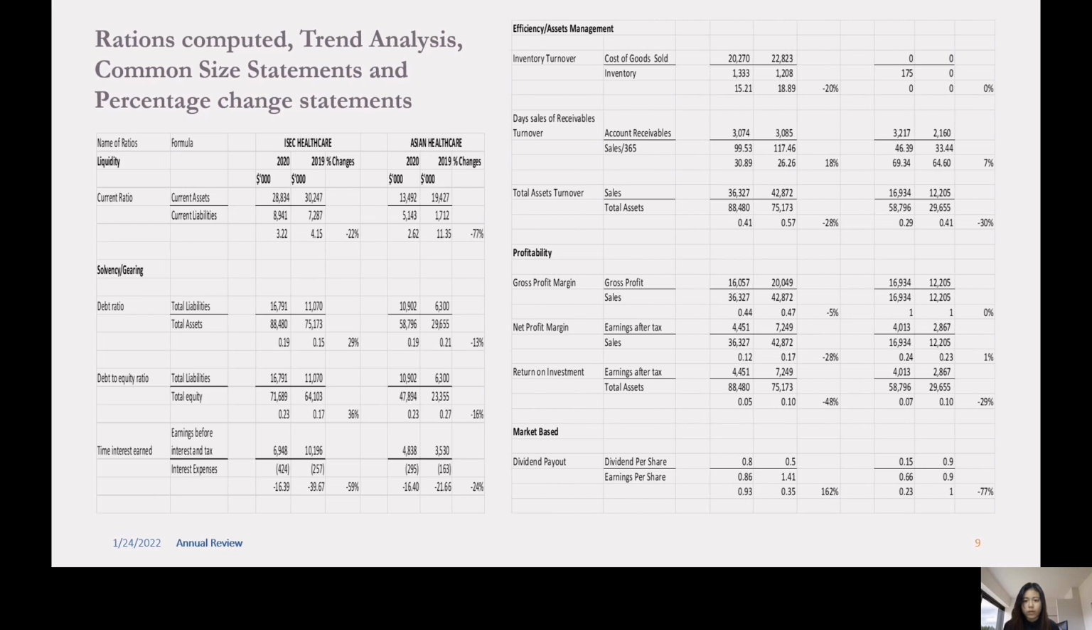In terms of profitability, ISEC Healthcare gross margin in 2019 and 2020 were 0.47 and 0.44 respectively, representing a 5% reduction, while Asian Healthcare were both 0%. The greater the percentage gross margin, the better. ISEC Healthcare net profit margin in 2019 and 2020 were 0.17 and 0.12 respectively, while Asian Healthcare were 0.23 and 0.24 respectively. Therefore, Asian Healthcare is better than ISEC Healthcare.